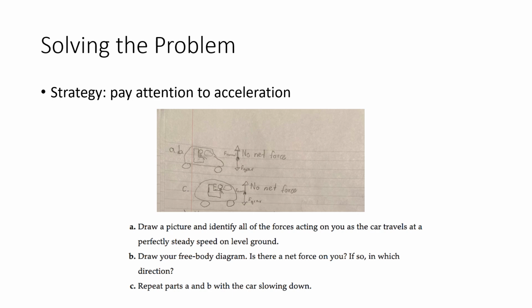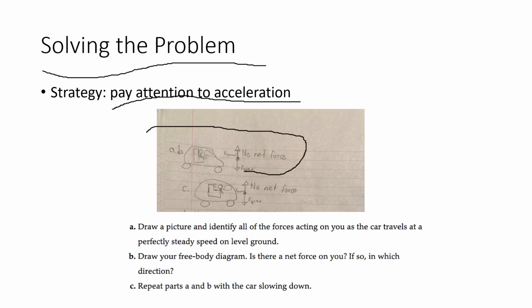So, to solve this problem, we really need to pay attention to the acceleration. For part A, we want to draw a picture and identify all the forces that act on you as the car travels at a steady speed. Here the car is traveling at a steady speed. I have this very artistic picture of a car, and basically there's no net force. In this situation, the bench in the car is really slippery, so there's no friction on the bench.